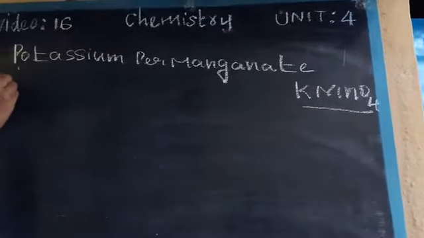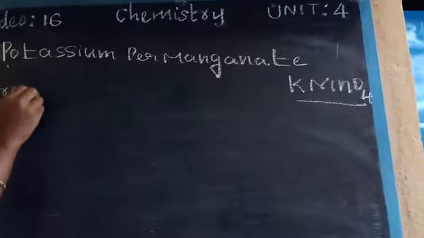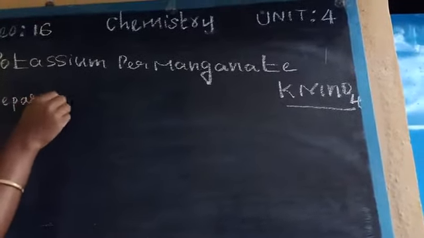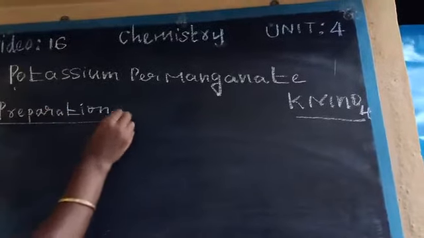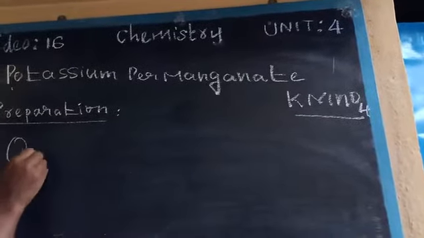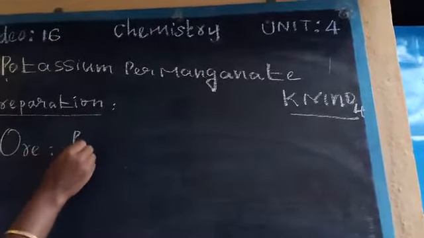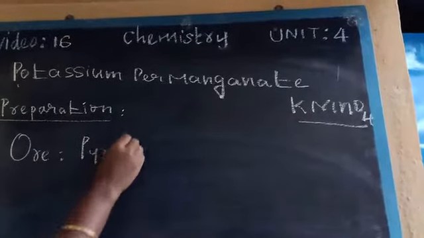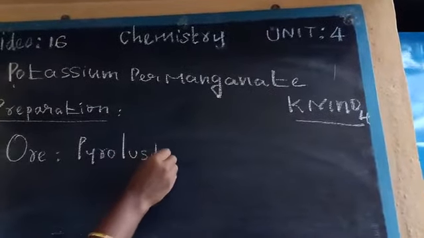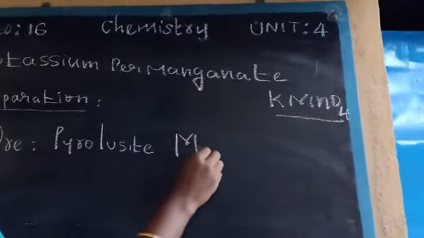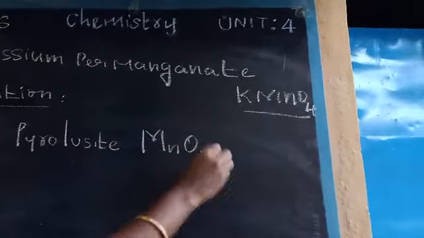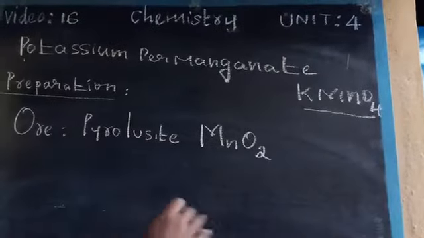Okay, first topic, preparation. It is prepared from the important ore. Okay, ore: pyrolusite. Pyrolusite molecular formula: MnO2. So now see the reaction.